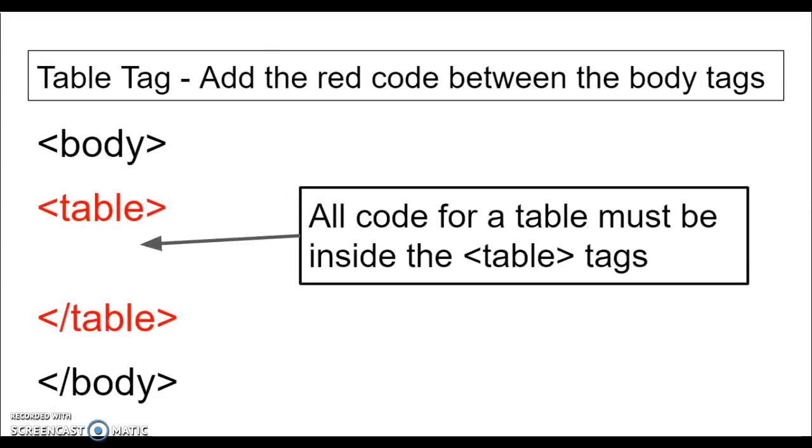Okay, now you're going to add your table tags. This is what we learned about in our Freshman 101 project or lesson. Okay, you're going to add the red code between the body tags. So you're going to add those table tags that you see on the screen in between the body tags. So all of the code that you're going to write to create your tables for this project is going to go between your opening table tag and your closing table tag.